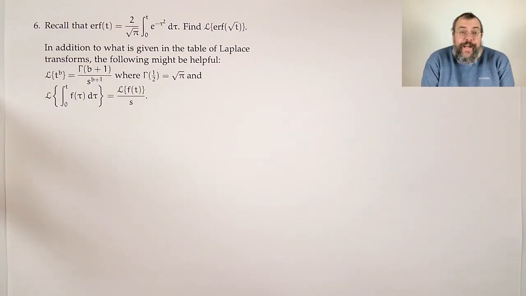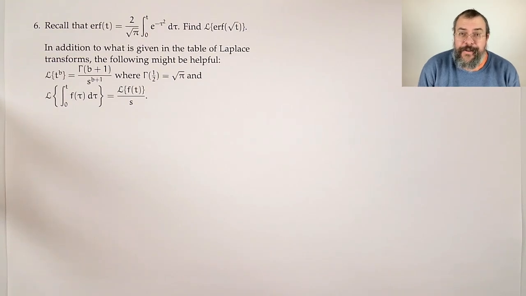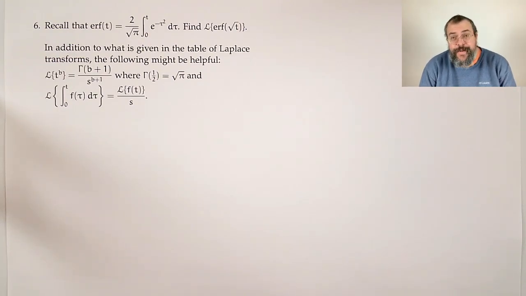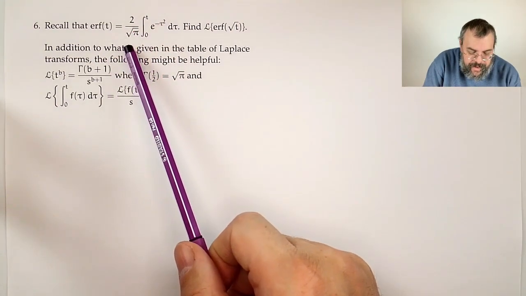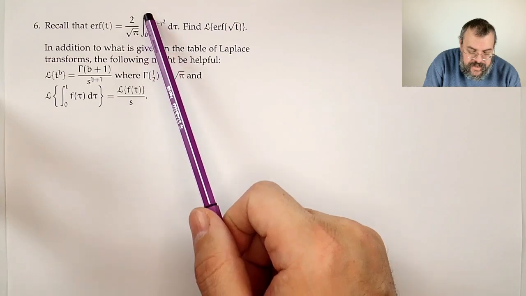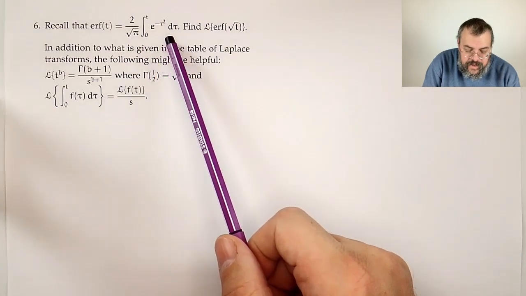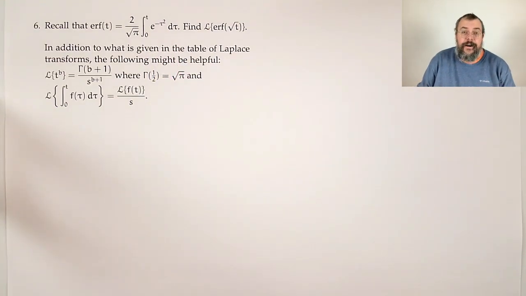Okay, recall that ERF, and you're probably thinking, what? Recall? I don't ever recall seeing ERF before. So ERF is a function. It shows up a lot, for example, in statistics. And I think it may have shown up on some of your homework problems. So what is it? ERF of t is 2 over root pi, integral 0 to t, e to the minus tau squared, d tau.